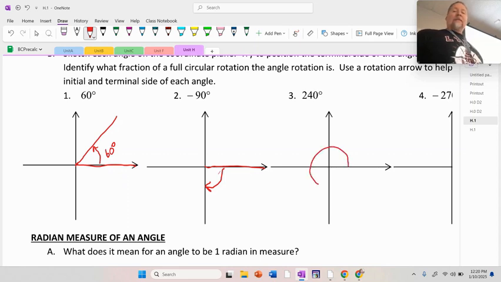3. Why? We know this angle measure is what? What's this angle measure right here? This is 270. 90, 180, 270. So 240 is like right there. So drawing these, knowing where they're located, very important.